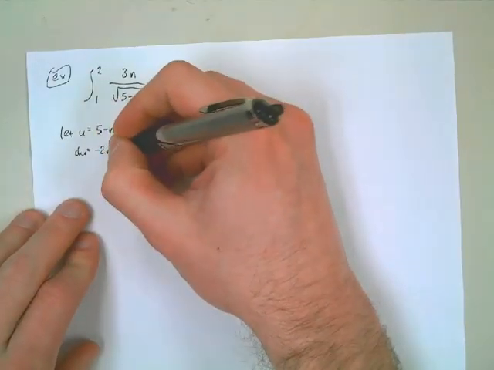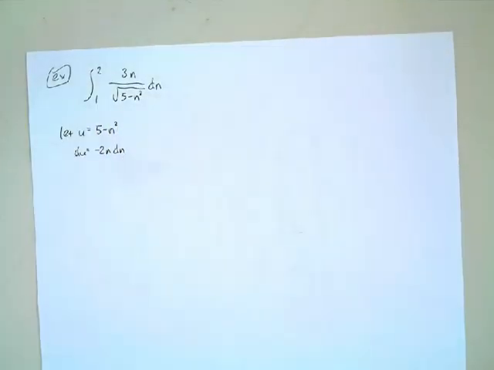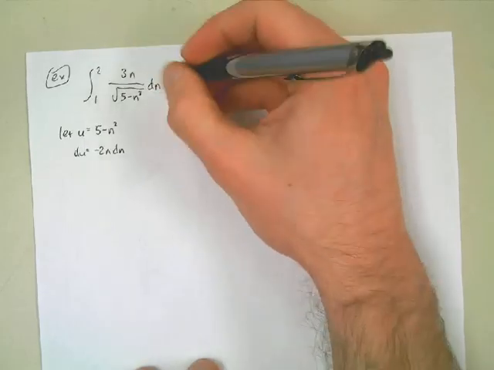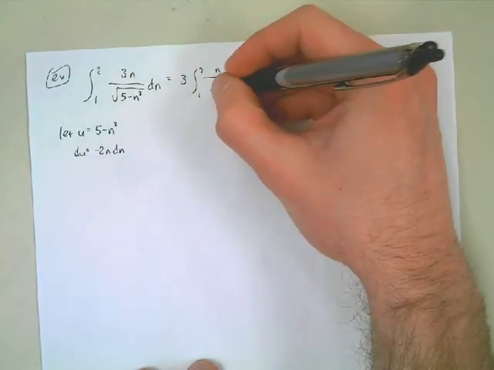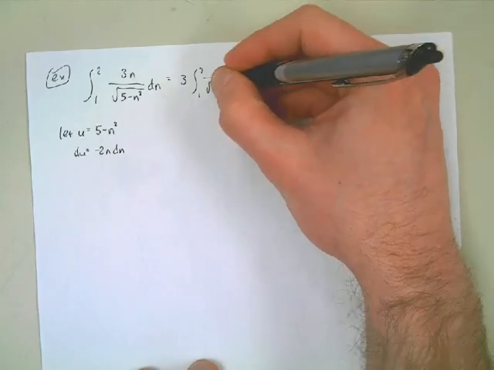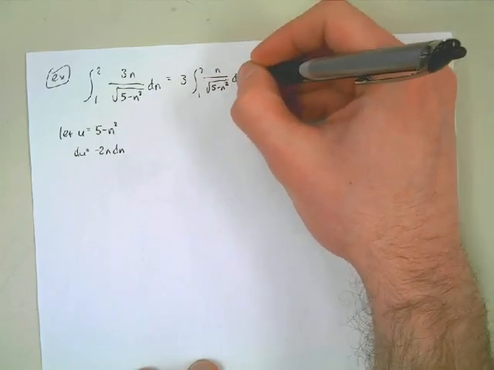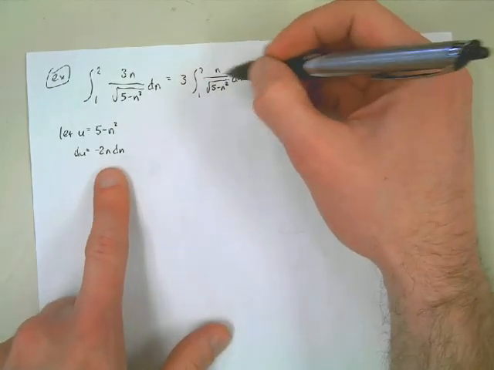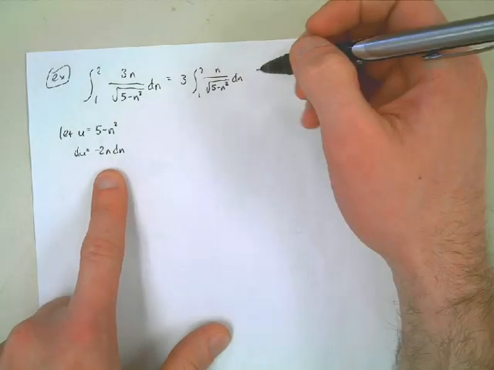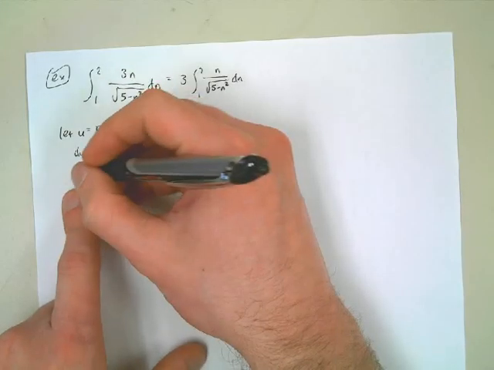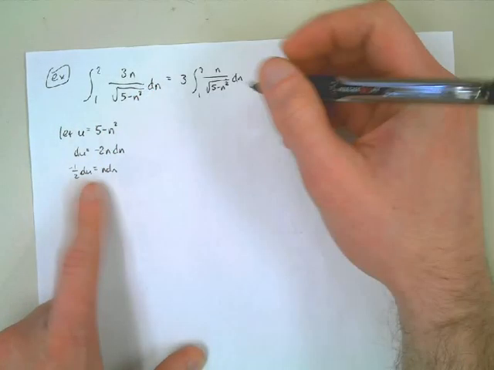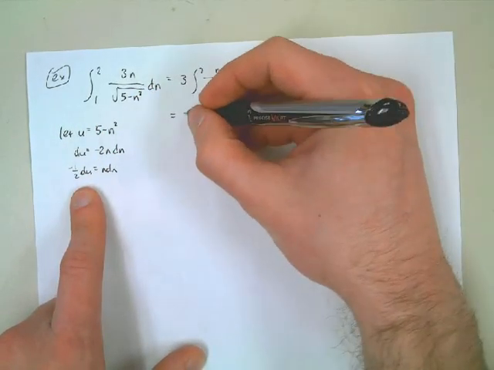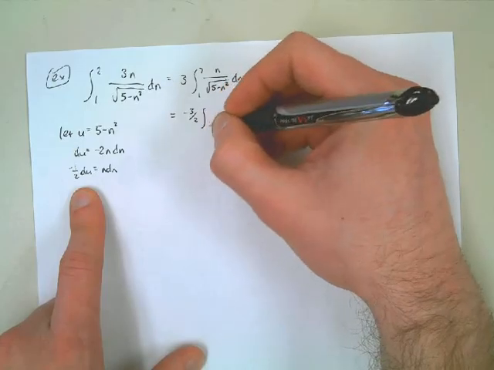Let's see here. So I'm going to pull that 3 out front, so that way we don't have to worry about the coefficient there. We'll make it just n over the square root of 5 minus n squared dn. And so we need then just n dn for mine right here, right? So we're going to divide that negative 2 over. And so then this really becomes negative 3 halves integral. I'm going to leave the limits right now because we're going to turn into u. So we have n dn.